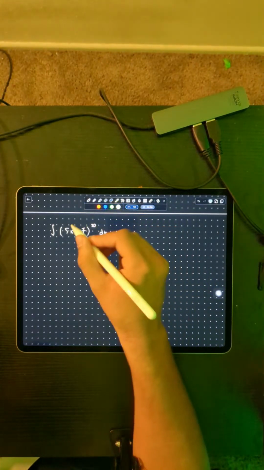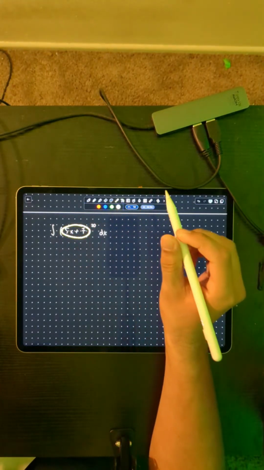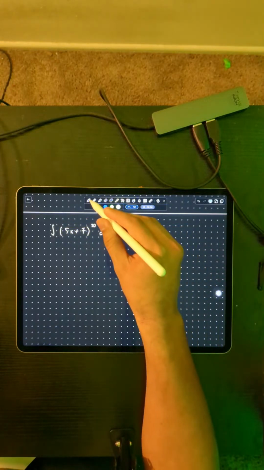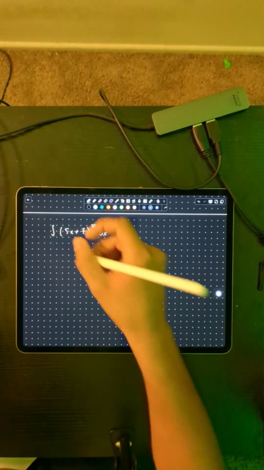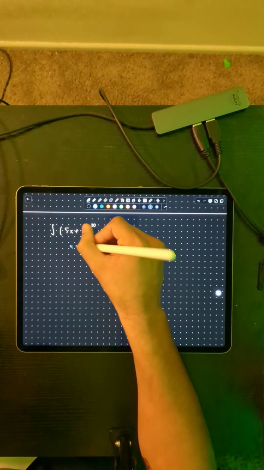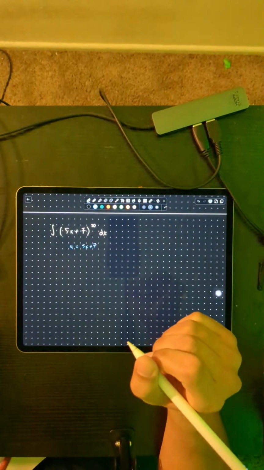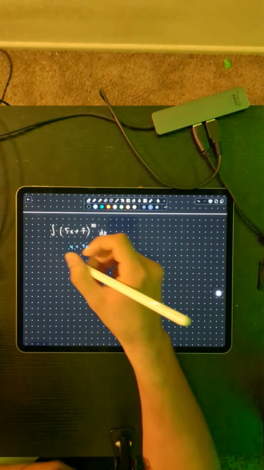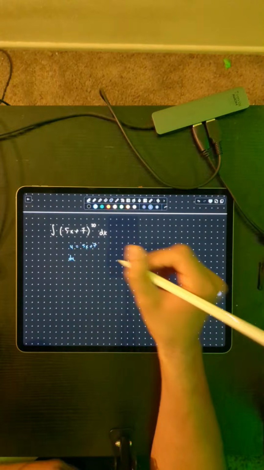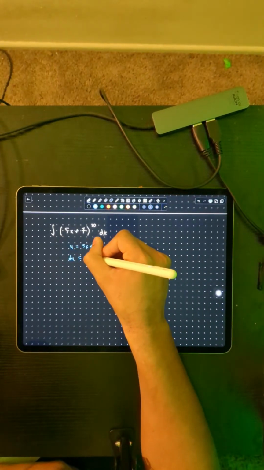So now hopefully we start to realize that whatever is inside the parentheses, typically we want to set that equal to u. So I'm going to set u equal to 5x + 7, and then take the derivative of that. du equals 5 dx.